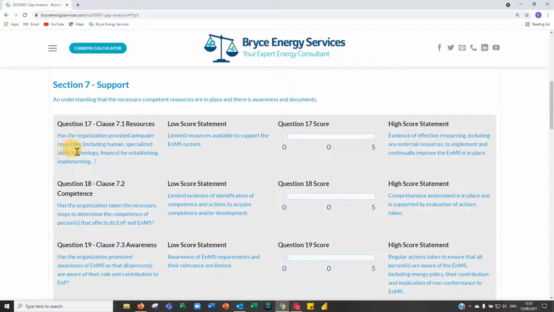So first one, has the organization provided adequate resources? So including human, specialized skills, technology for establishing it. So firstly, is there enough staff to manage the system? Is the technology available to make measurements of the system? Low score, limited resources available. High score, evidence of effective resourcing, including any external resources. So high score, yes, you've thrown everything at it. That's necessary. Low score, you haven't done anything about it.